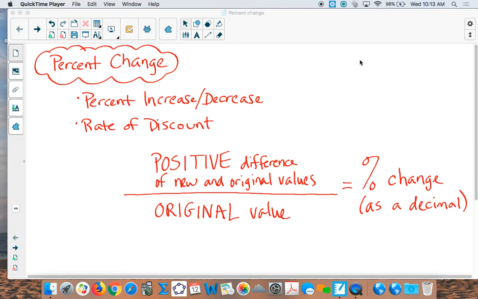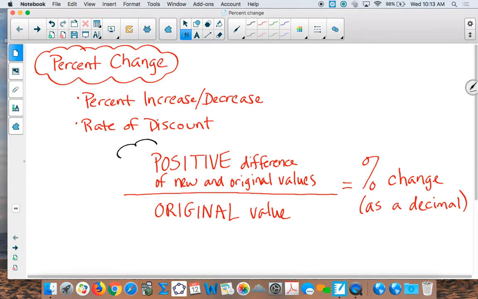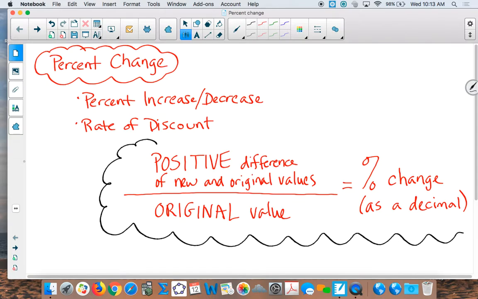Today we're going to talk about percent change, otherwise known as percent increase or decrease, also known as the rate of discount. The basic formula for this is going to be the positive difference of the new and original values divided by the original value. That will give you your percent change. It will give it to you in a decimal form. You'll just have to then convert it to the actual percent.